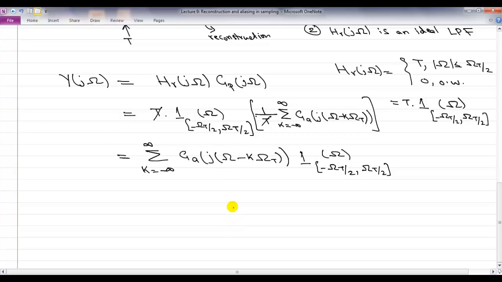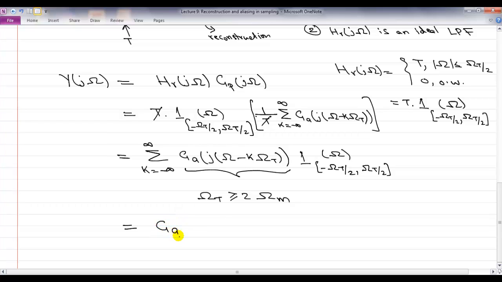And now, this is where the assumption of satisfying the Nyquist criterion comes in. If you satisfy the Nyquist criterion, which means that omega t is greater than or equal to 2 omega m, then for k equal to 0, this thing will fall between minus omega t by 2 and omega t by 2. But for k greater than 0, this thing will be outside the range of the low-pass filter. So only for k equal to 0, this thing will be non-zero.